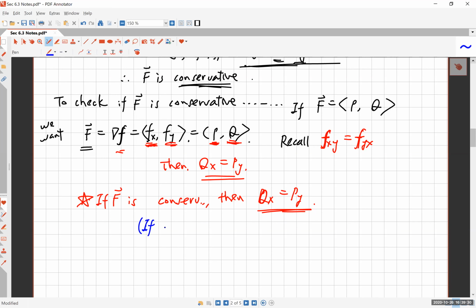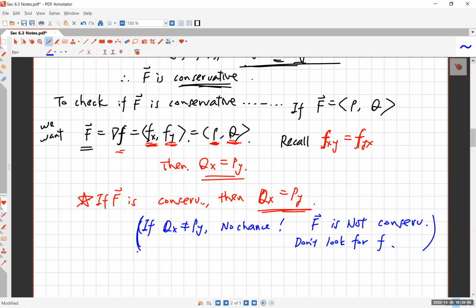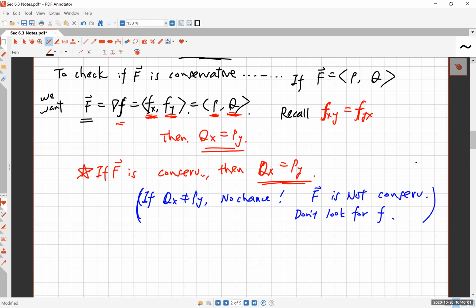So if Q_x is not equal to P_y, there's no chance that F is conservative. So don't even bother looking for an answer, the lowercase f, because you will never find it. All right, so with that, let's go ahead and try this. Here's my example again.